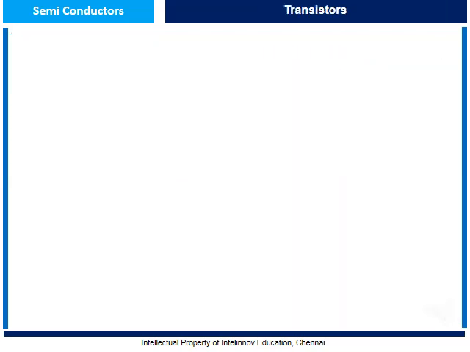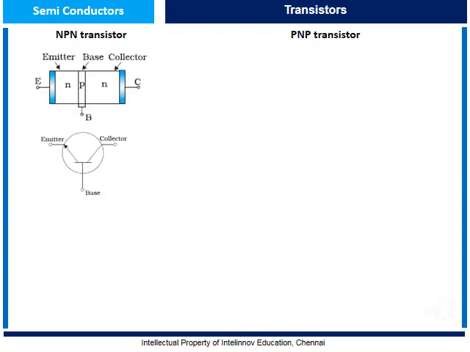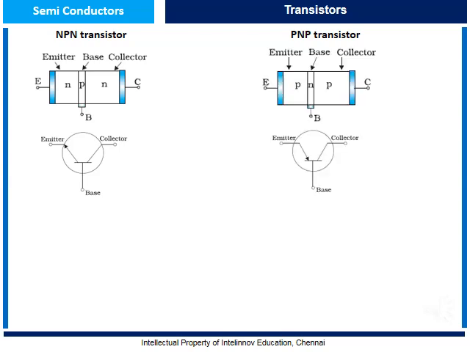Now let us understand two types of transistors, NPN transistor and PNP transistor. In case of NPN transistor, there are two layers of N and one layer of P. However, in case of PNP transistor, there are two layers of P-type semiconductor and one layer of N-type semiconductor. The relevant symbols are also as mentioned here.